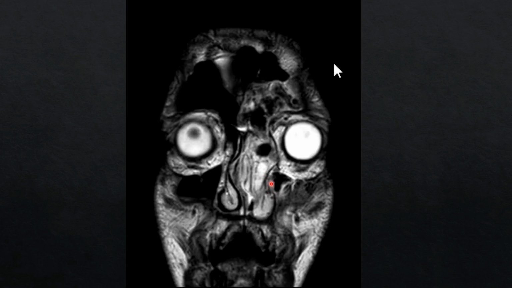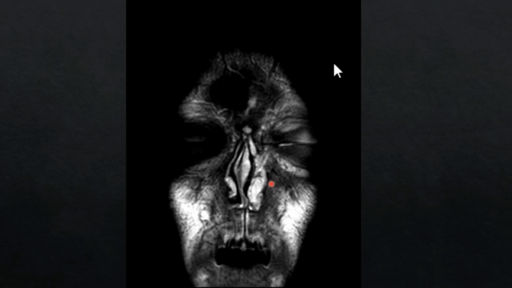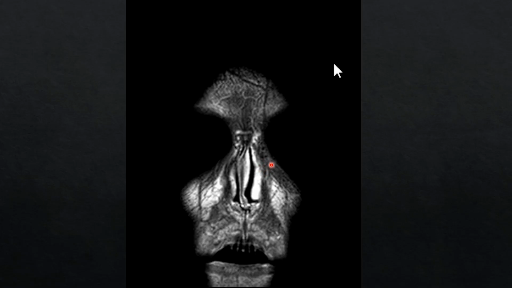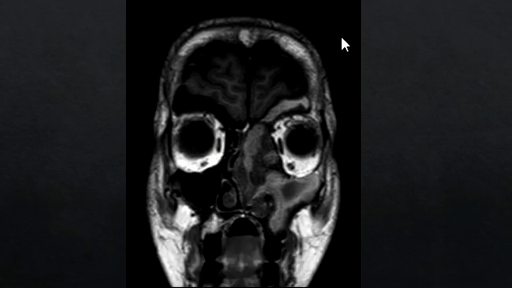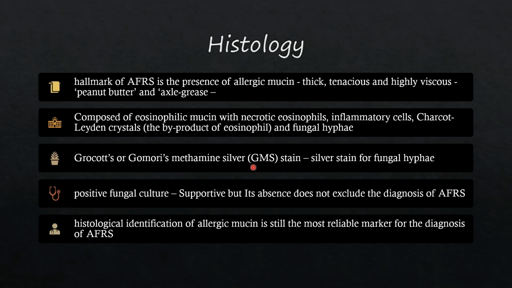Since this is mostly protein and fluid present here, that area has signal void. Now the hallmark of AFRS is this allergic mucin that we were talking about, this peanut butter and axle grease. What is it made of? It contains eosinophilic mucin, which has necrotic eosinophils, inflammatory cells, Charcot-Leyden crystals, and fungal hyphae.